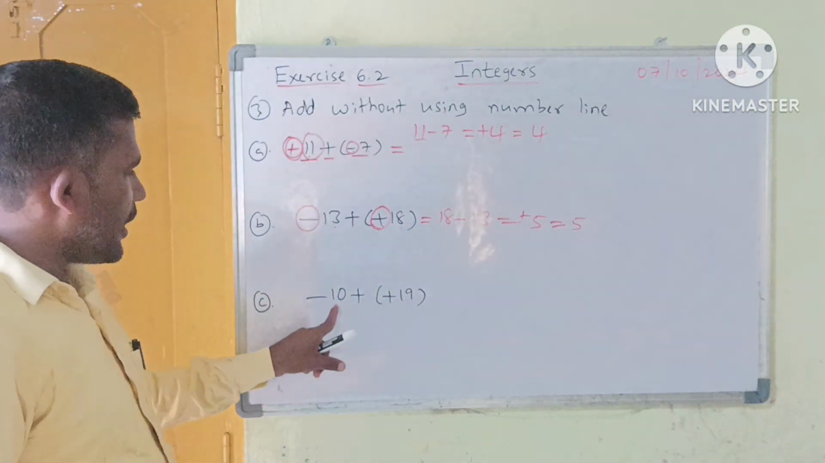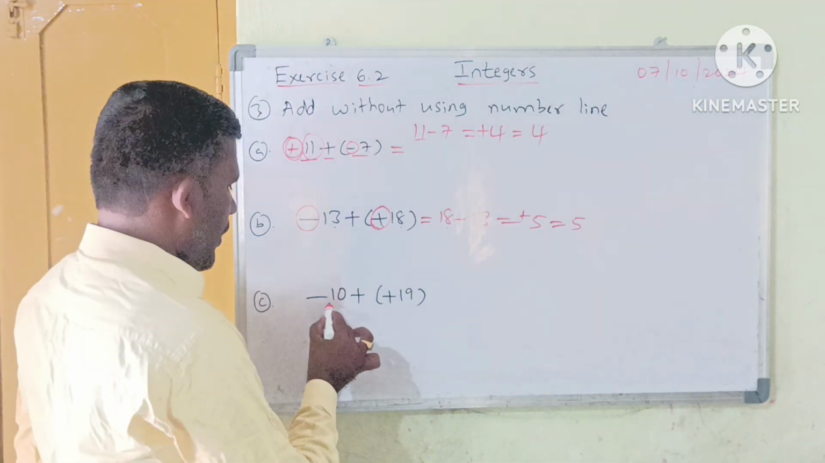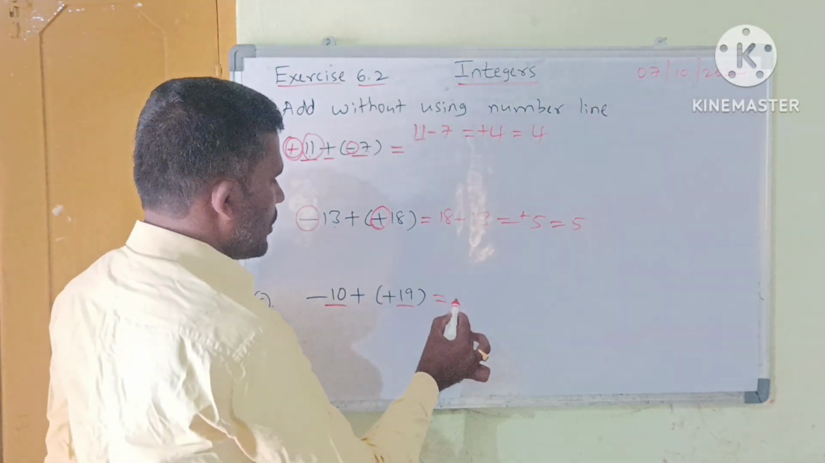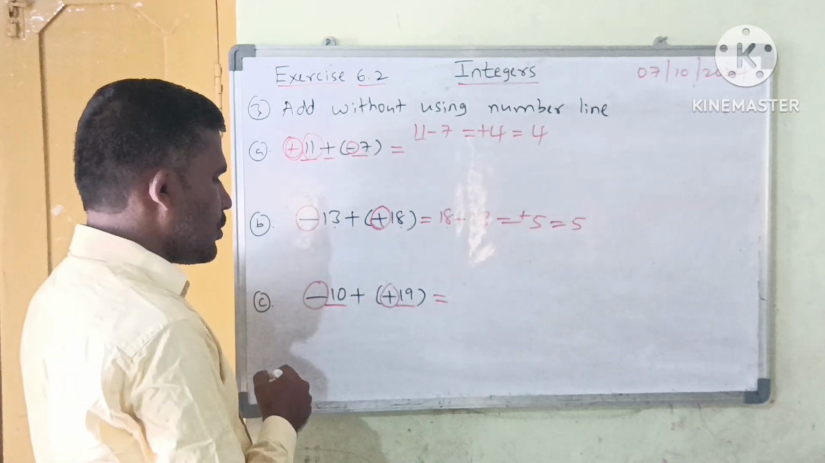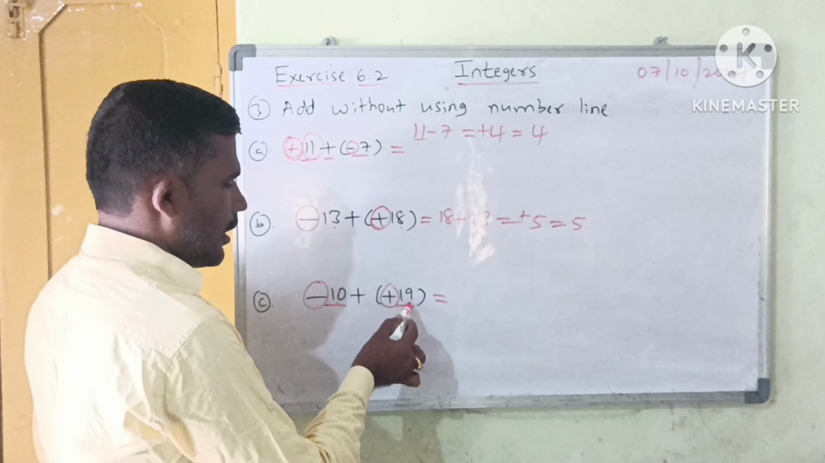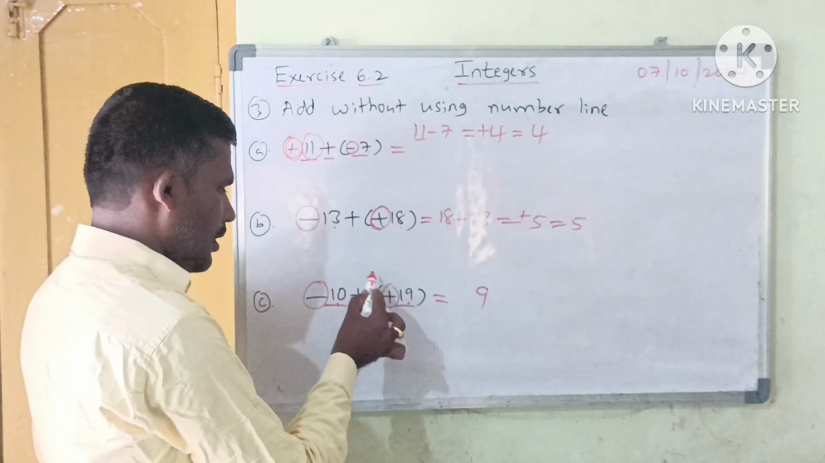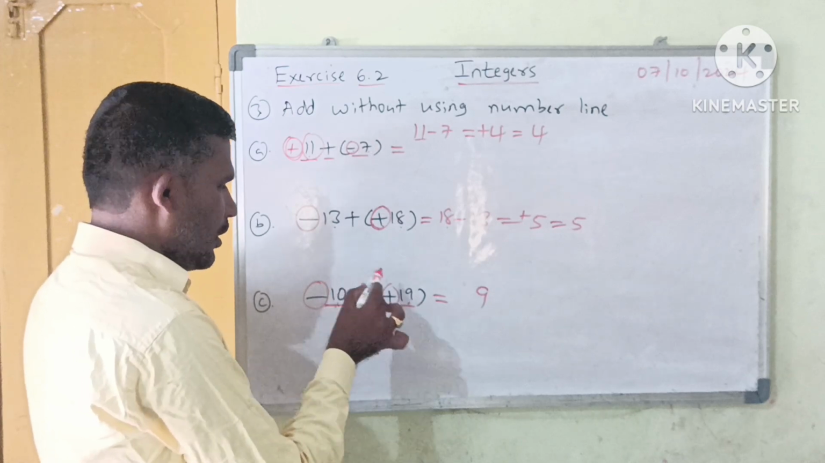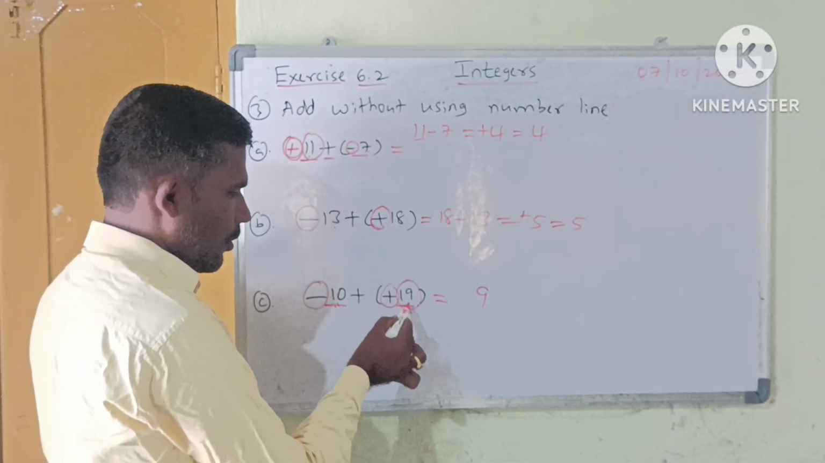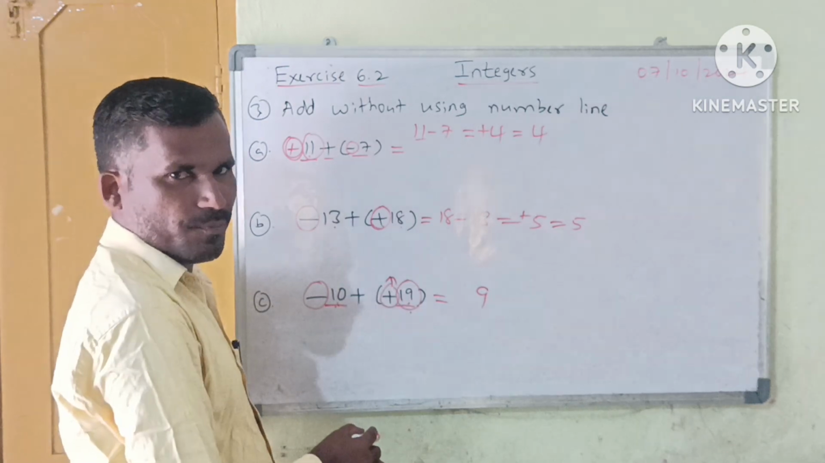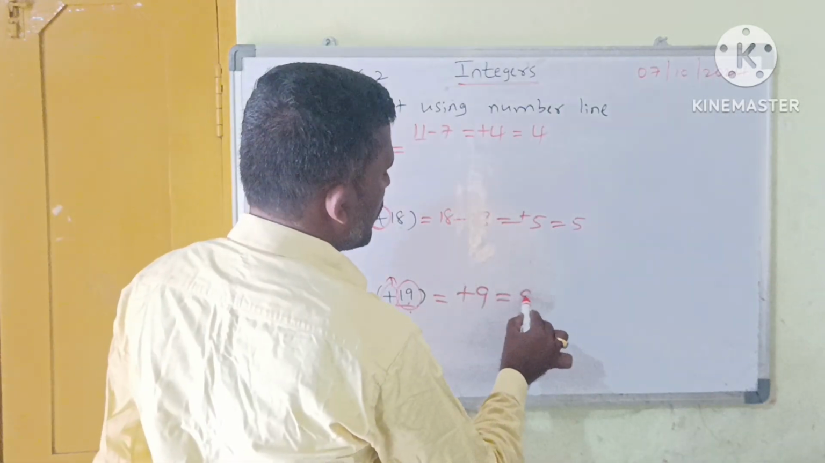Next, minus 10 plus 19. Here also opposite signs. Whenever opposite signs, here 10, here 19. 19 minus 10 is 9. In this, 19 is the highest, the bigger value, so assign the sign plus. So plus 9 is the answer. Plus 9 is nothing but 9 only.